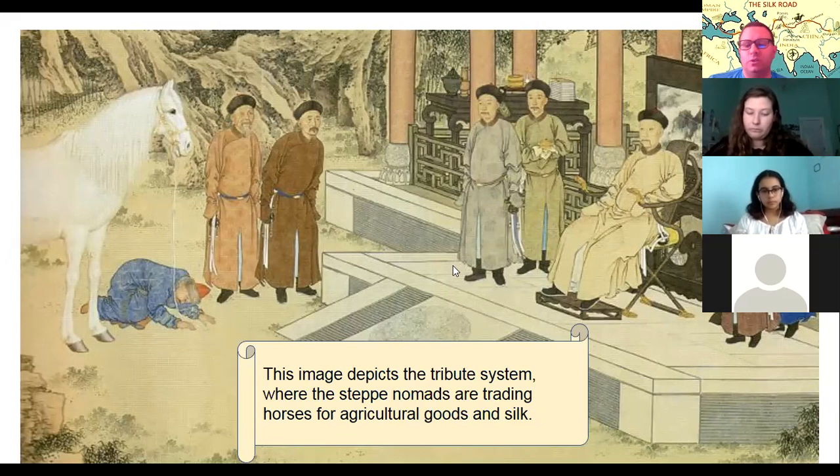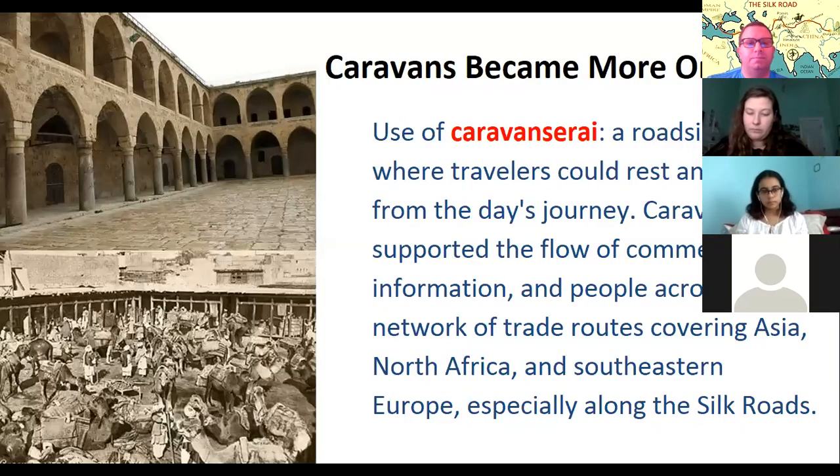Okay, so silk was used also in that tribute system. Now the next important development is the development of the caravans. We know caravans are these groups of people that are all traveling at once, right? It was much safer and made a lot more sense for travel to be done, of course, in large groups. And so that is when the caravanserai first appear.